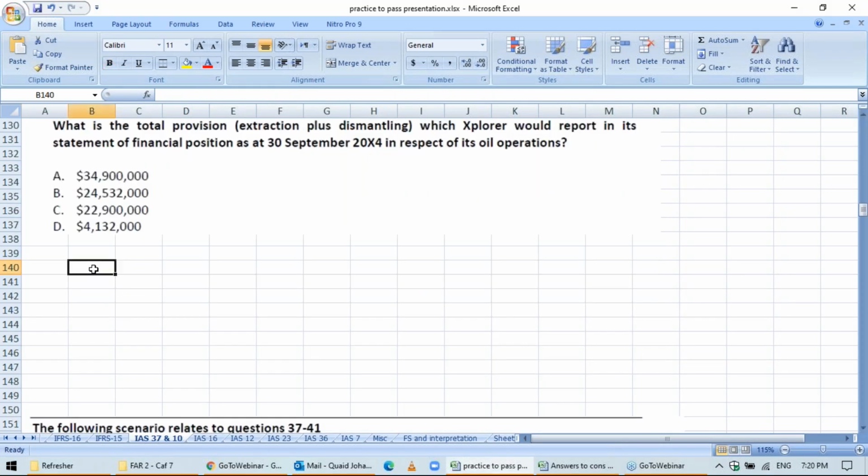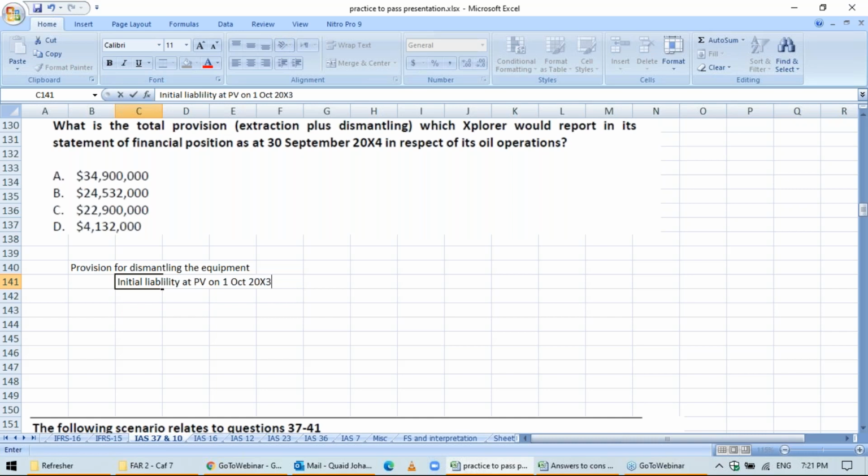First of all, the provision for dismantling the equipment. This will be initially recorded at present value on 1st of October 20x3, because when did they get bound? Once they install the equipment, now they cannot save themselves from making a payment. So 30 million will be the payment after 5 years' time.